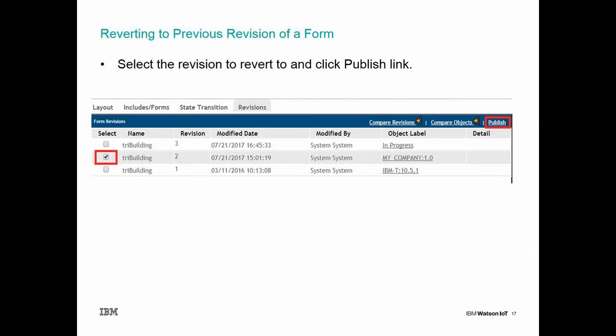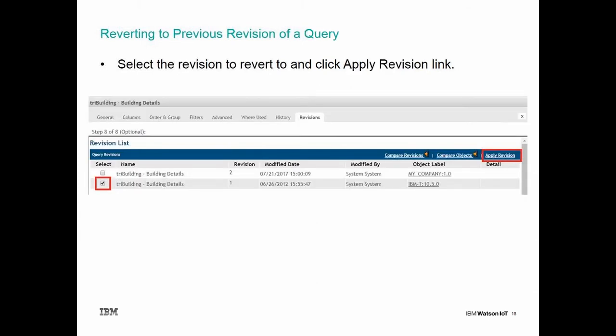So this shows an example of revisioning on a form. You'll want to select the object you want to revert to and click Publish. Here I want to revert to revision 2 of this particular form, and I would click Publish to do that. And this shows an example of revisioning on a query. Once again, you select the object you want to revert to, and then here you click the Apply Revision link.